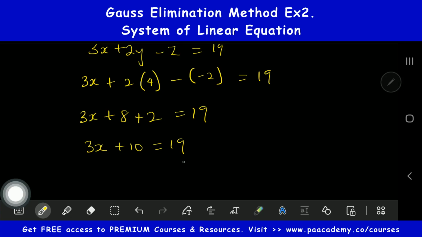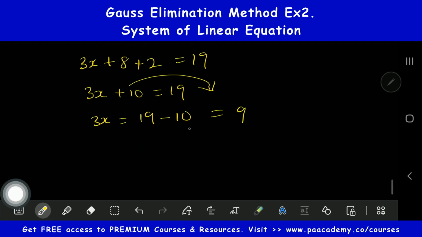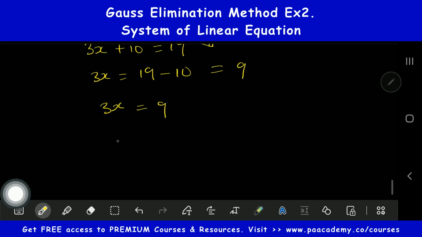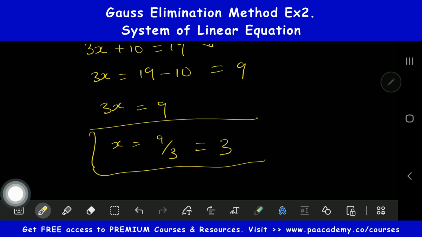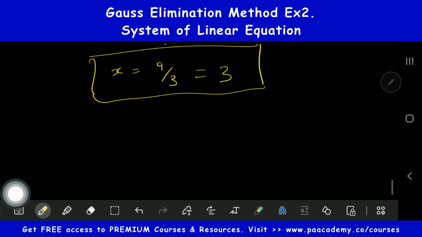All right, and then our 3x equals to 19 minus 10, because we are taking this to the other side of the equals to sign, and that will give us 9. So that means our 3x equals to 9. So if you divide both sides by 3, we are going to be having our x equals to 9 over 3, which is equal to 3. Now with this, we've gotten the value of our x. So we can conclude that in solving that equation, we've gotten our x to be equal to 3, our y equal to 4, and then our value of z is equal to minus 2.